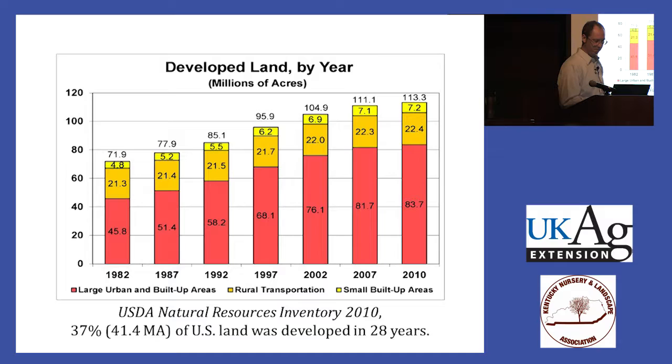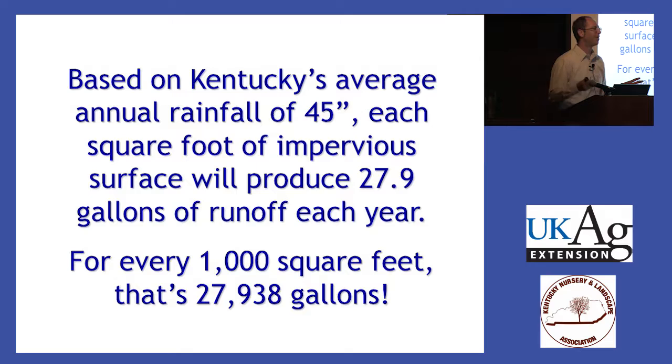So what happens when it rains? On an average year, which we haven't had an average year in probably 5 or 10 years, the average for Kentucky is about 45 inches of rain in a year. So every square foot of impervious surface, that's about 27.9 gallons of runoff a year. Every 1,000 square feet of impervious surface, that's almost 28,000 gallons of water a year. So that's a lot of water.